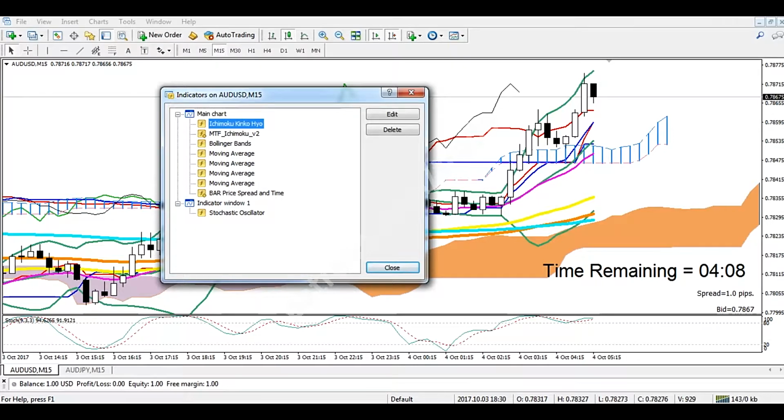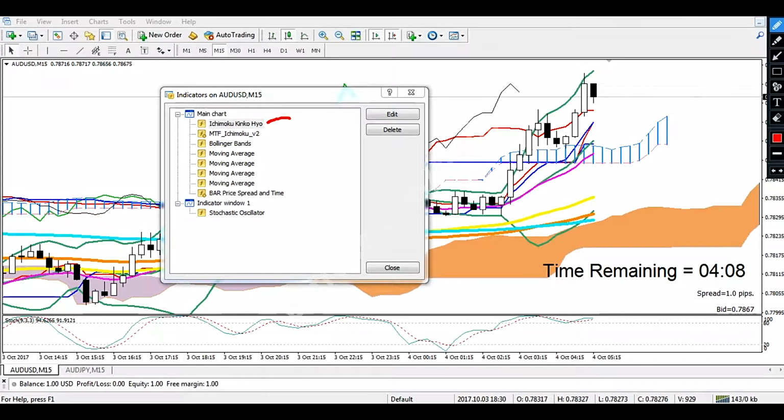There is Ichimoku, and there is also, I use two Ichimoku in here, which is the Ichimoku in the main time frame on 1 minute chart, and also Ichimoku in the 5 minute chart. You could see the 5 minute Ichimoku is in MTF Ichimoku. This one is 5 minutes Ichimoku, and the other ones are moving averages. I use 20, 60, 100, and 200, and also Bollinger Bands.